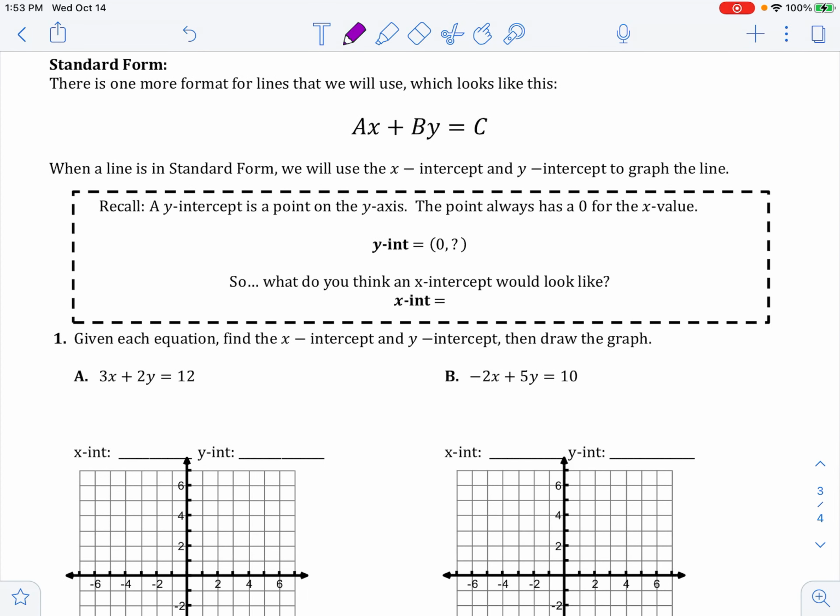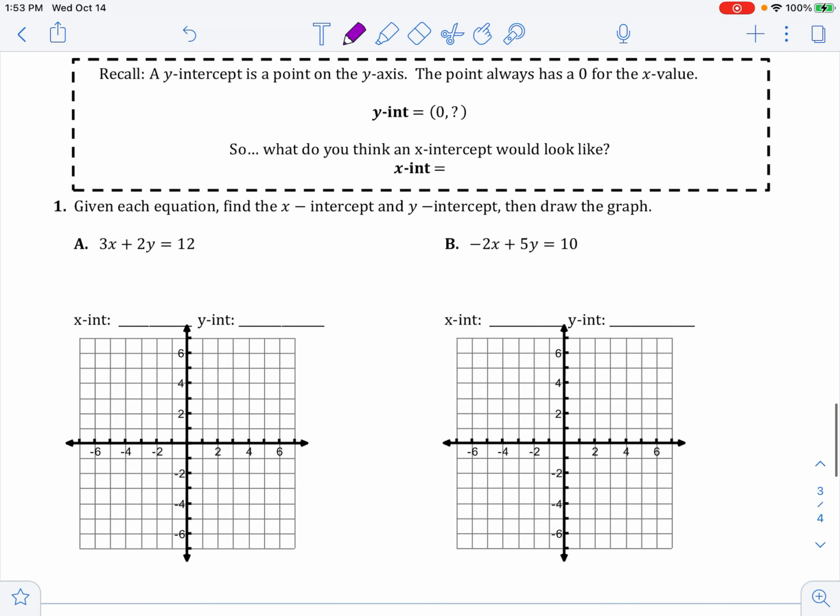Now let's talk about standard form. There is more than one format for lines that we will use. There's one more format, and it's standard form. It looks like this: AX plus BY equals C. When a line is in standard form, we will find the x-intercept and the y-intercept to graph the line.